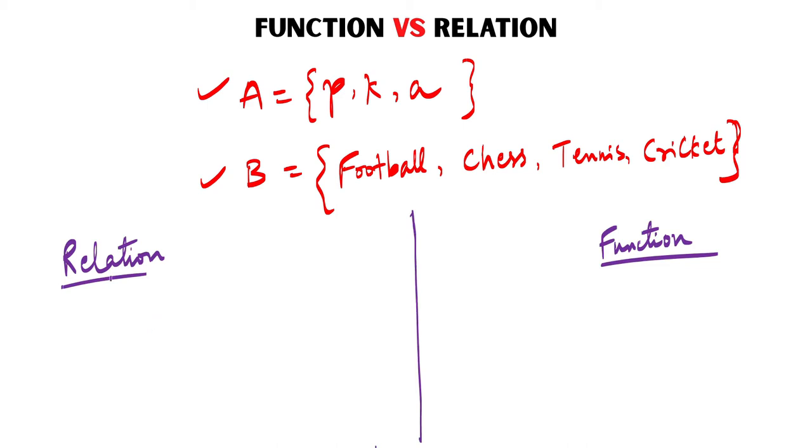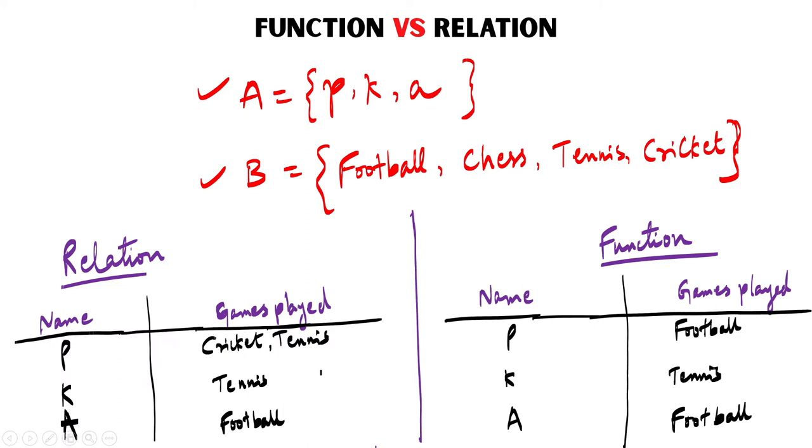Now, what is a relation? A relation means each input has at least one output. So I have taken it like this. Just observe this. What did you understand from these two? In a relation, for instance, here these are the names P, K and A. Each one is related to at least one output. P is related to tennis and cricket, K is related to tennis, A is related to football. So this is about relation.